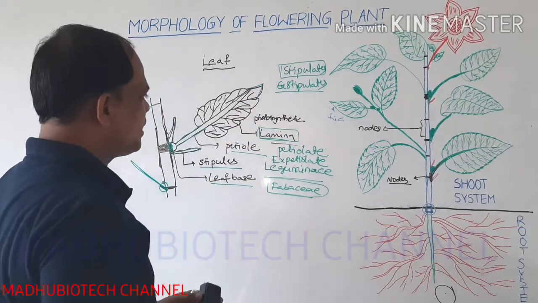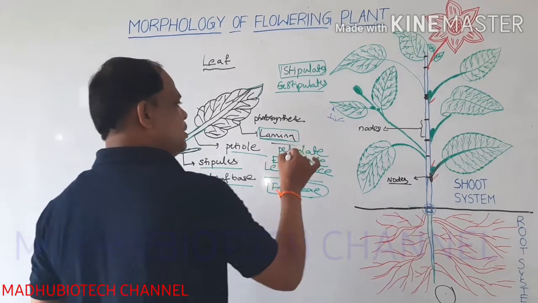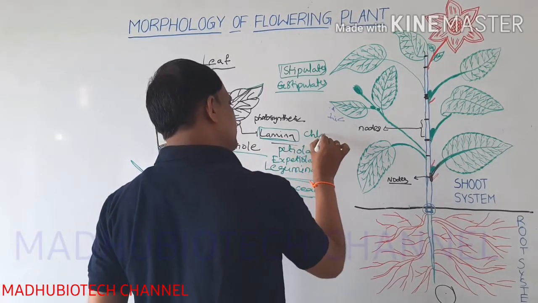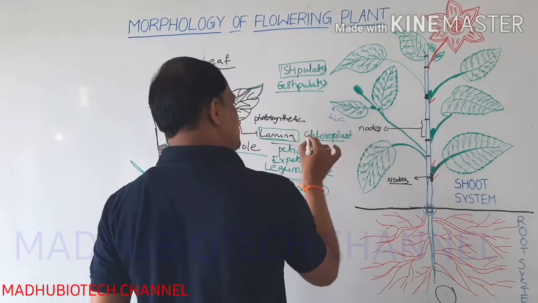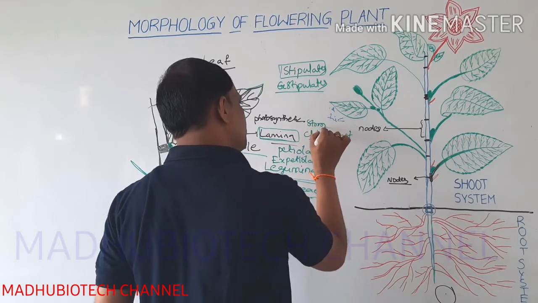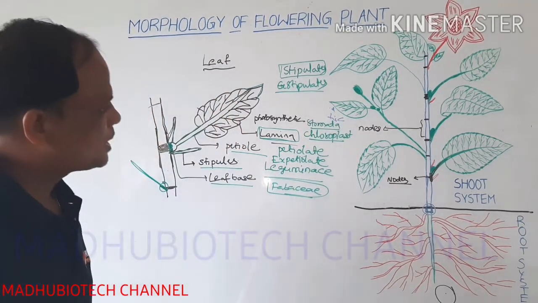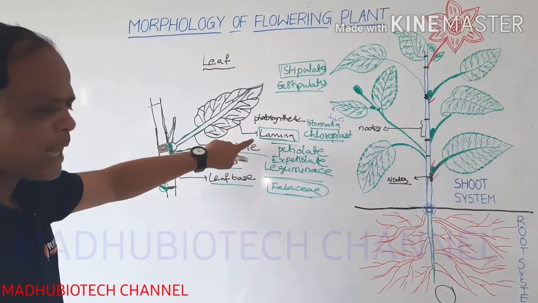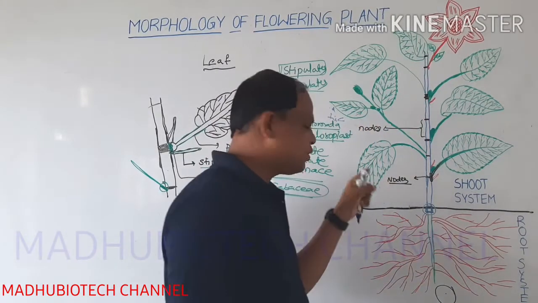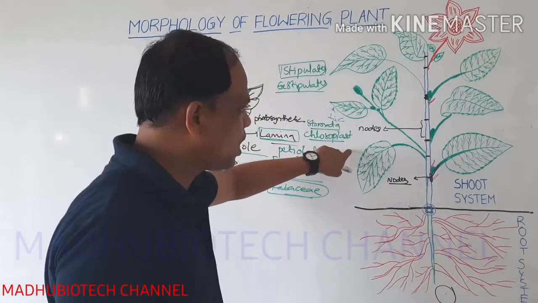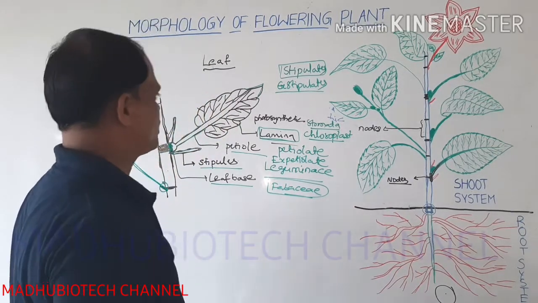In the lamina, a number of chloroplasts can be present, and a number of stomata are present. With the help of chloroplasts, the leaf can synthesize food materials by the process of photosynthesis. Right? So this is the leaf structure.